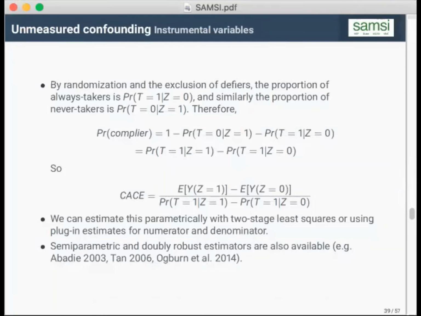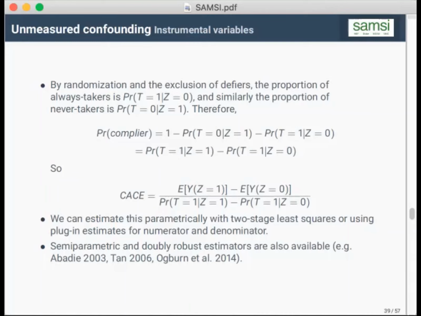Under the assumption of no defiers, our population is comprised entirely of compliers, always takers, and never takers. If Z is randomized, or otherwise we could do this conditional on observed confounders of the ZY relationship, we can identify the proportion of always takers with the probability that T is equal to 1 given Z is equal to 0. We can identify the proportion of never takers with the probability that T is equal to 0 given Z equals 1.